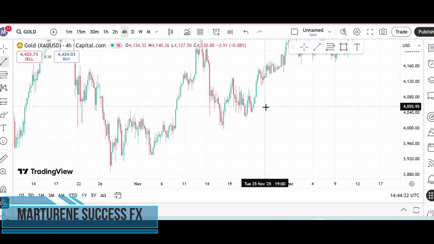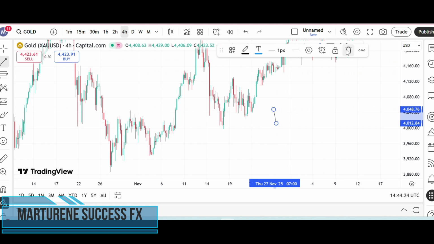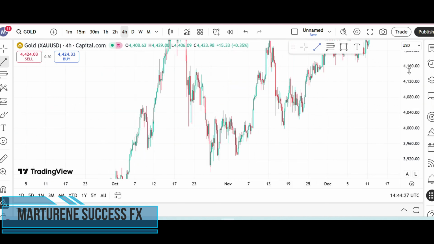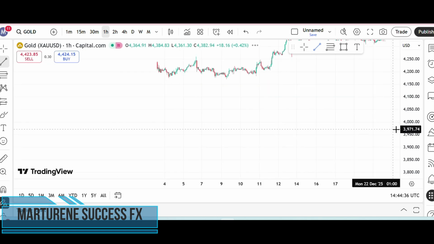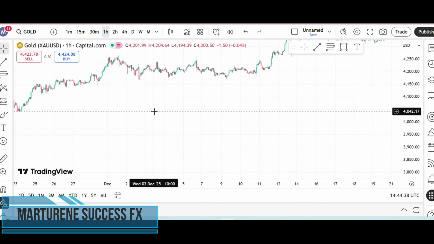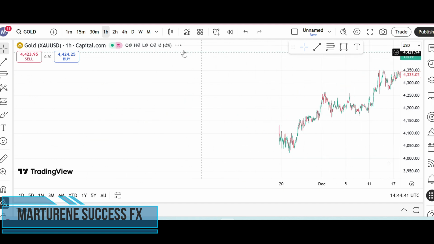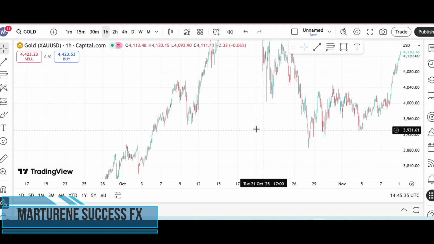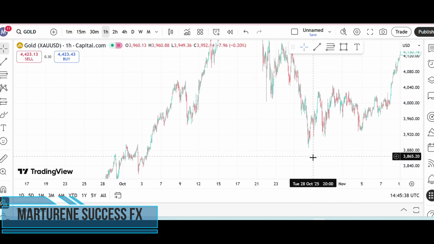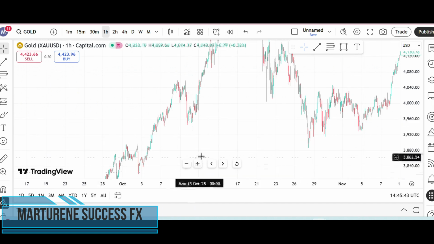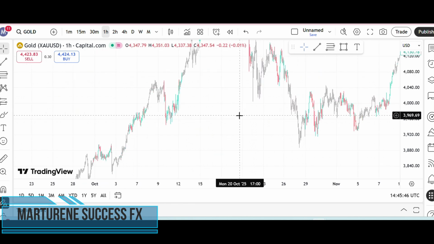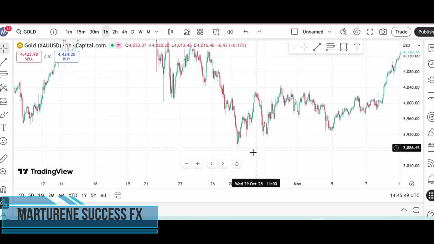Now, this is our chart. This is the 4 hour time frame. Let me go to the 1 hour, and then I'm going to draw a trend line, and let's see what will happen. So now this is the market.